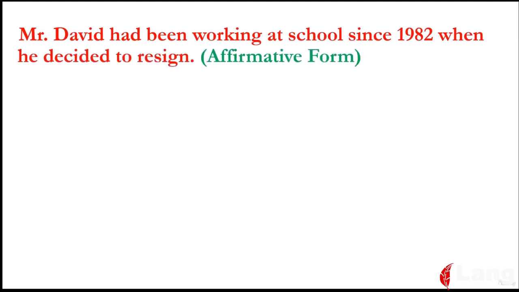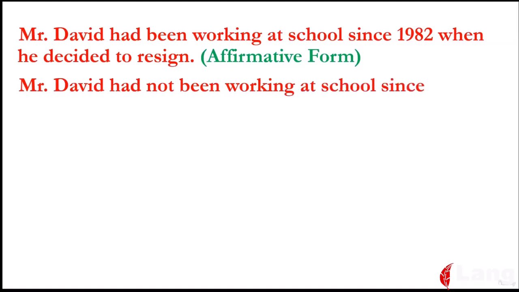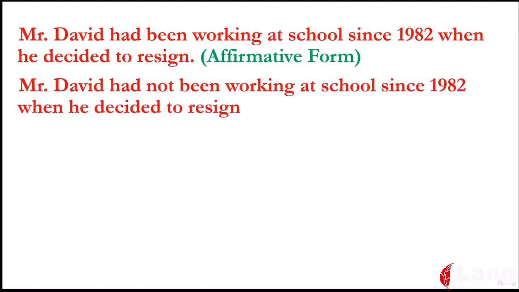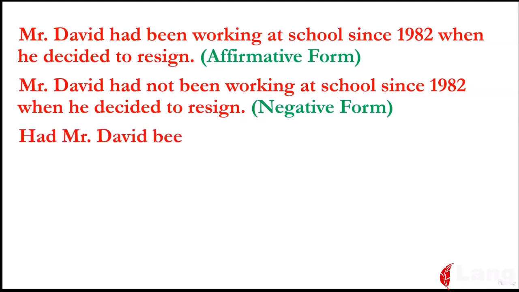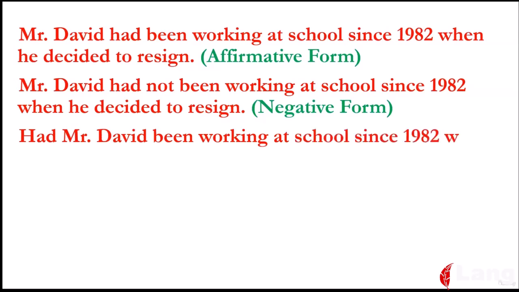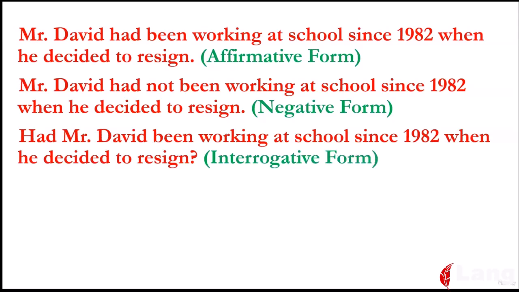Mr. David had been working at school since 1982 when he decided to resign. This is the affirmative form. The negative form is Mr. David had not been working at school since 1982 when he decided to resign. The interrogative form is had Mr. David been working at school since 1982 when he decided to resign?